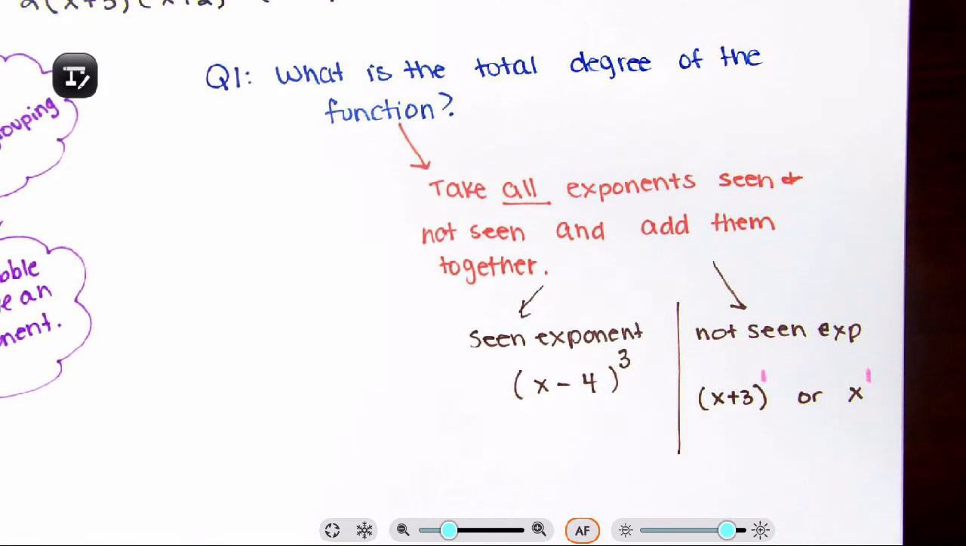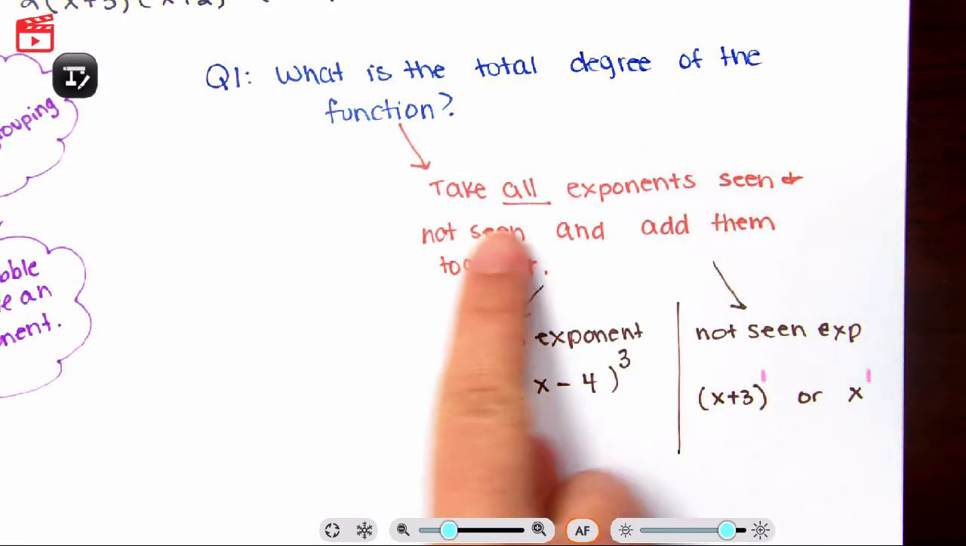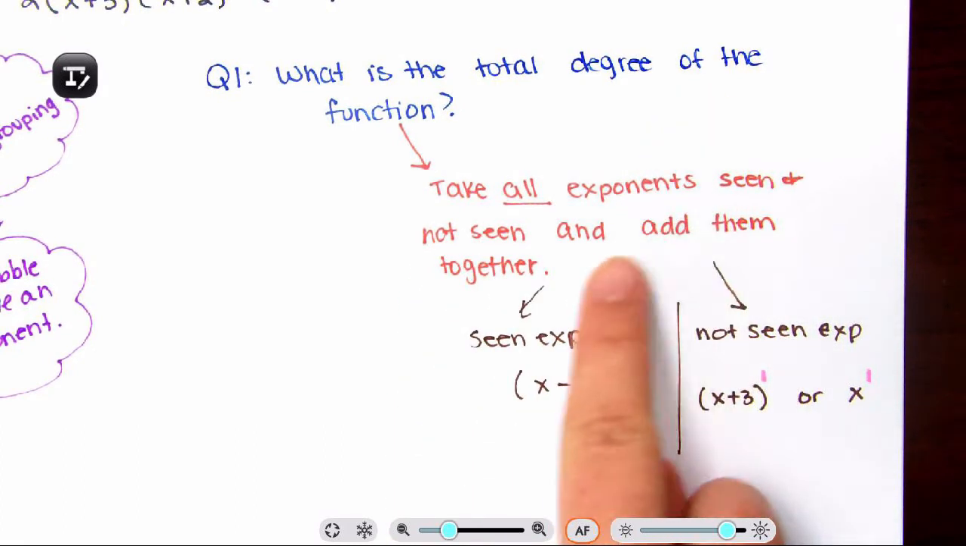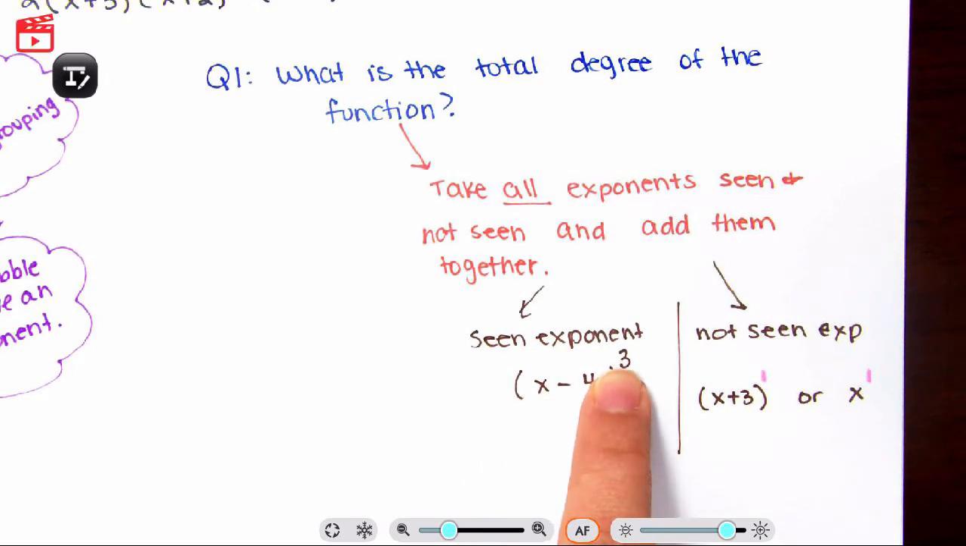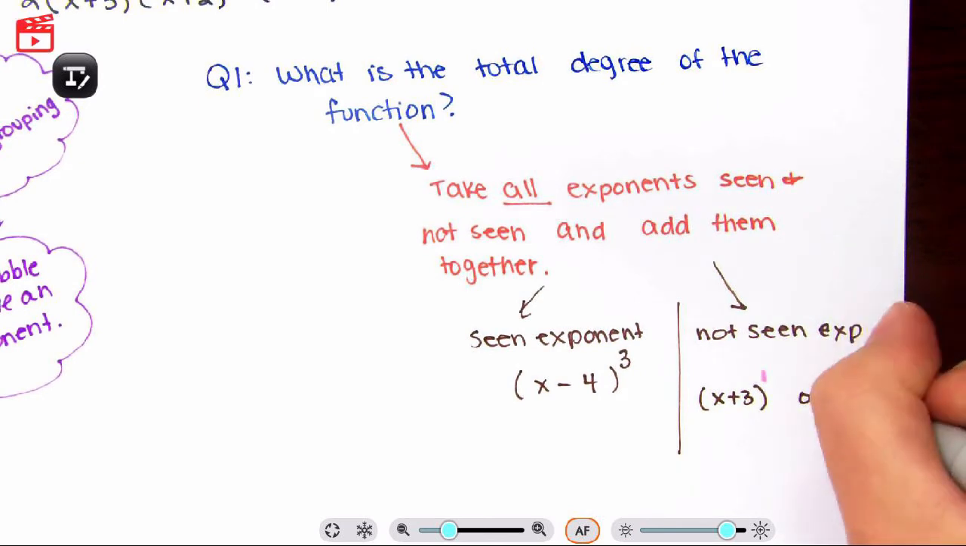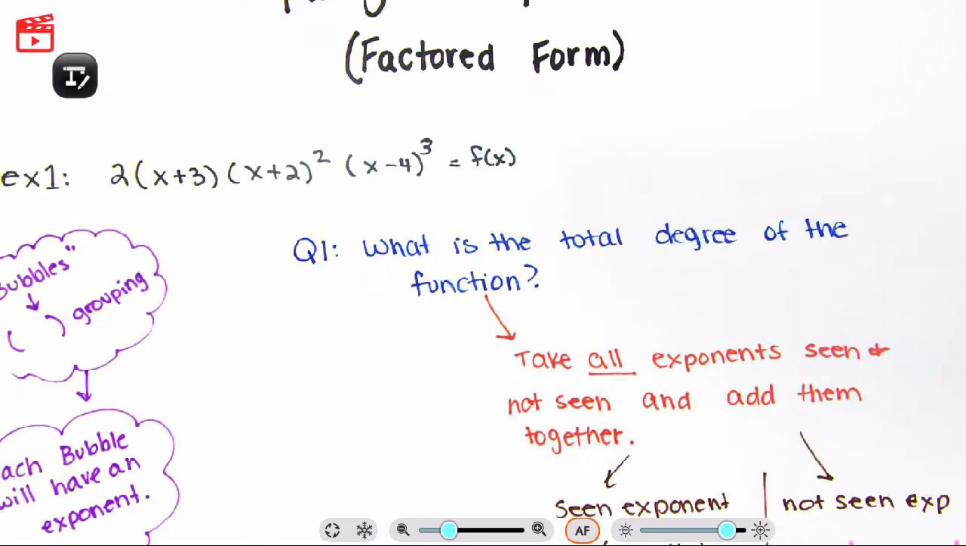Okay, so what is the total degree of the function? In factored form, you're going to take all the exponents, seen and not seen, and add them together. So anything in a bubble, it will have an exponent. X is in a bubble, but mathematicians are what? We are lazy. So X is in a bubble. Whenever you see X, it is in a bubble. We just are too lazy to write it because it is singular. Okay, so that is how you find the total degree of the function.